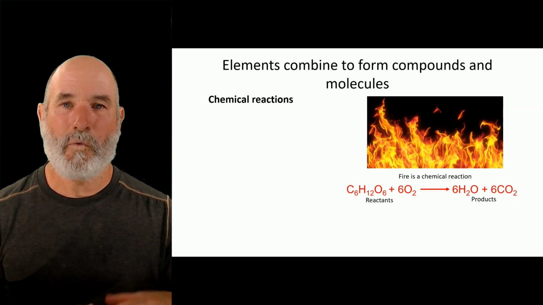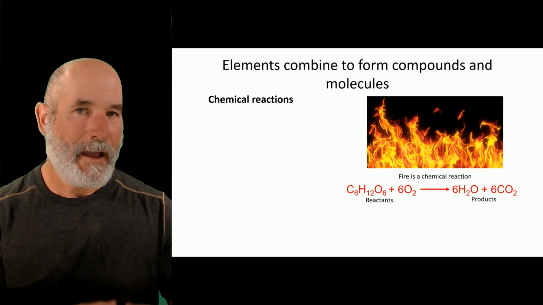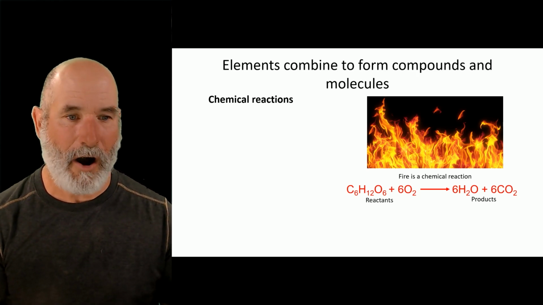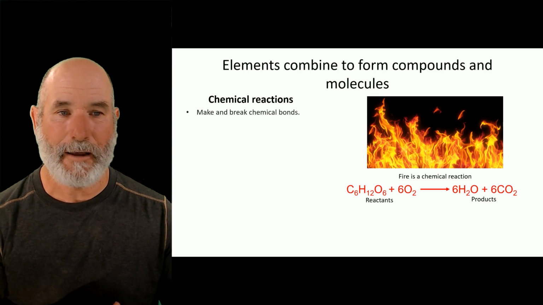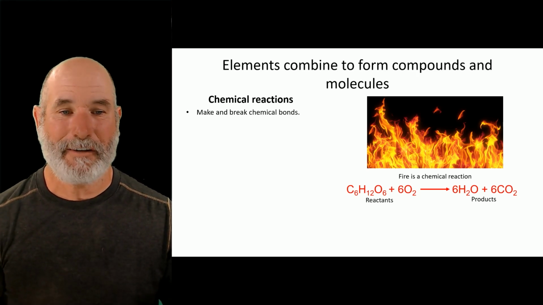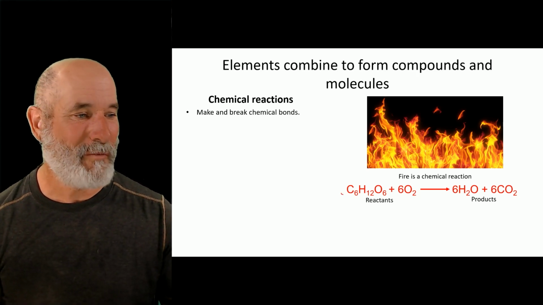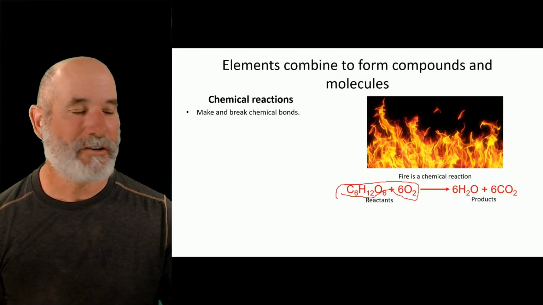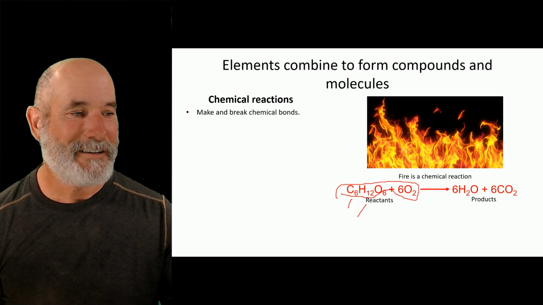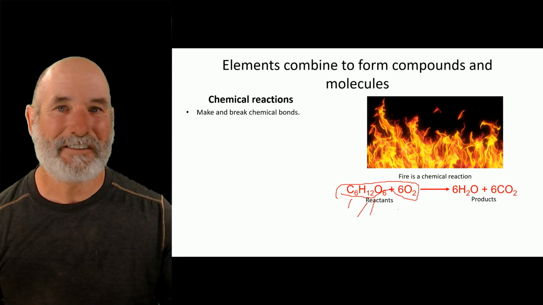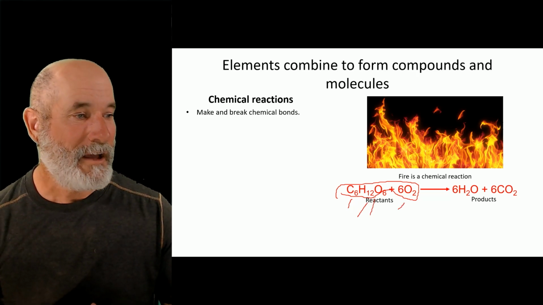Now, really quickly, chemical reactions. This occurs when you make and break chemical bonds. So fire is a chemical reaction, and you get this formula right here: C6H12O6 plus 6O2. Those are the reactants. This tells me I have 6 carbons, 12 hydrogens, 6 oxygens, and 6 molecular oxygen molecules. And this is my product.